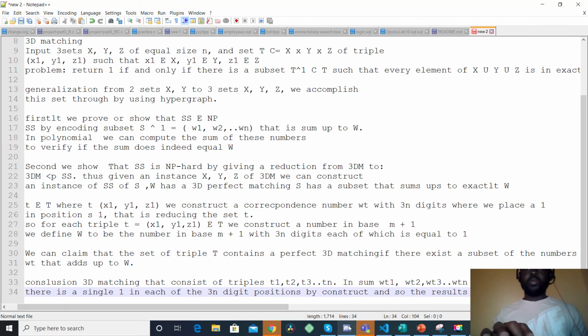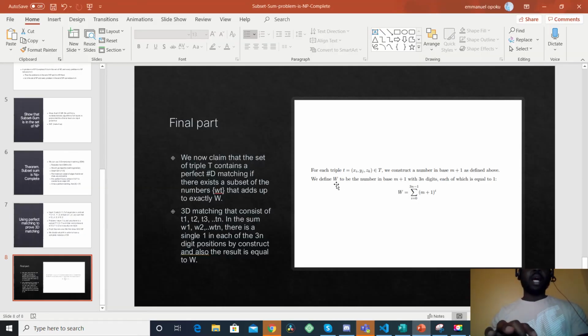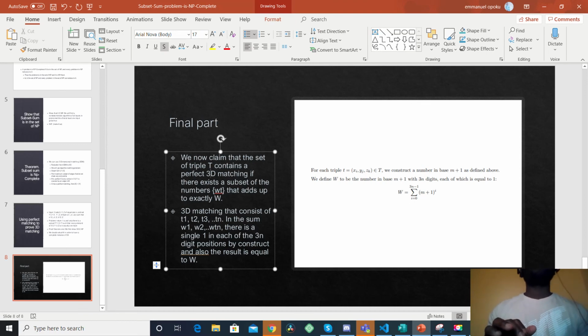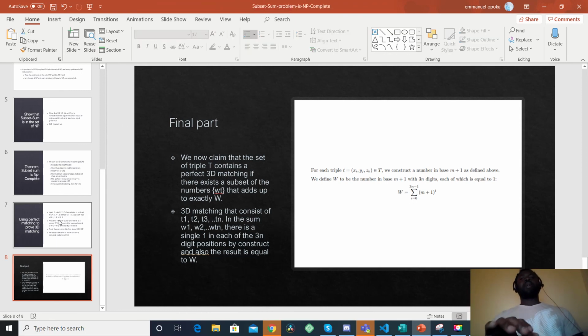So going back to my slide, we now claim that the set of triples T contains a perfect 3D matching if there exists a subset of numbers WT that adds up to exactly W. I think that should be the last part of my slide.